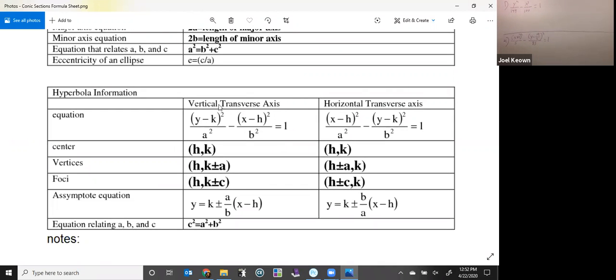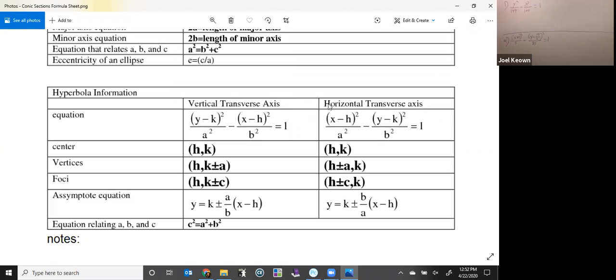If the y comes first, it tells me it's vertical. If the x comes first, it tells me it's horizontal. Notice the a squared is always the first term. So that actually takes away a lot of the guesswork as to whether it's vertical or horizontal. If y comes first, it's vertical; a is always first, b is always second. And if it's horizontal, a is still first, b is still second, x comes first, and then y.